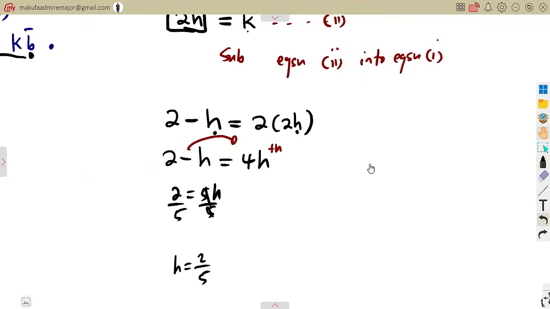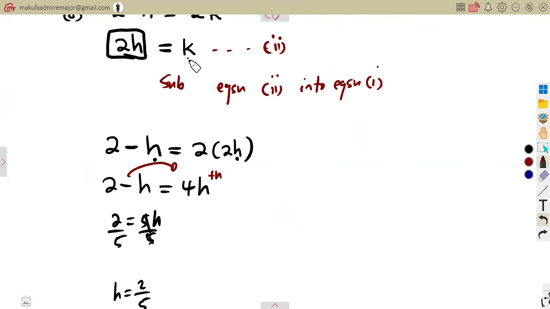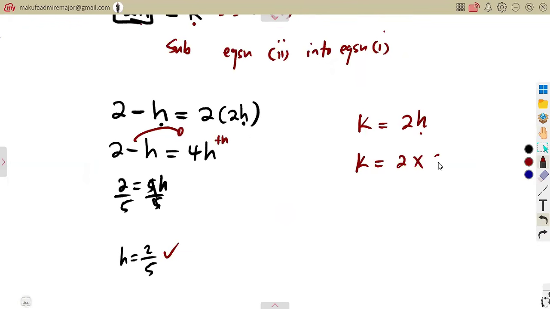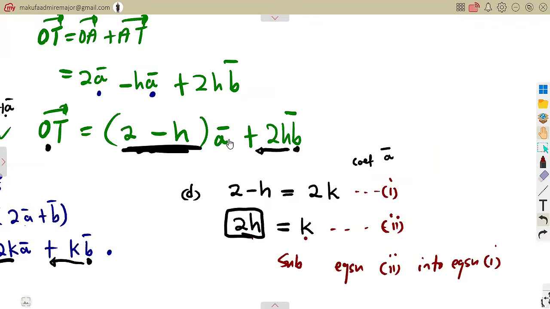So with the h, we can calculate our k. Remember, from the second equation, k is equal to 2h. So you can just substitute the h that we calculated. Remember, our h is 2 over 5. So substitute 2 over 5 to obtain the value of k. 2 times 2 is 4 over 5. So that's the value of k, which is going to be 4 over 5. That's how you can calculate this. You can use any method. These are simultaneous equations. They are in your hands. Any method that you can use from there.